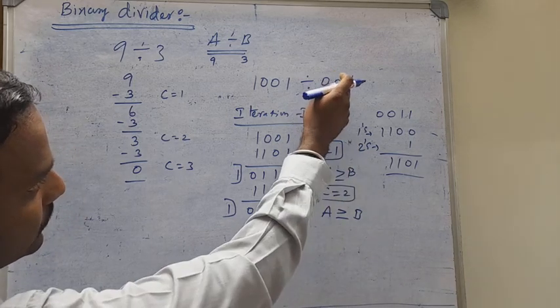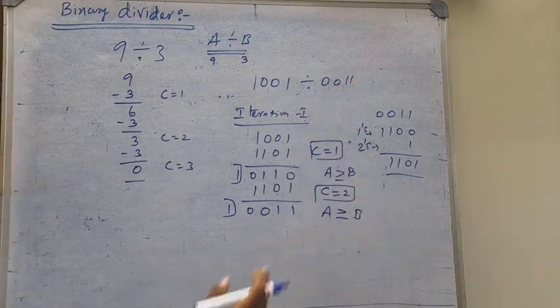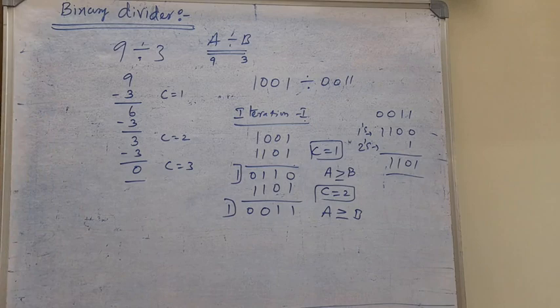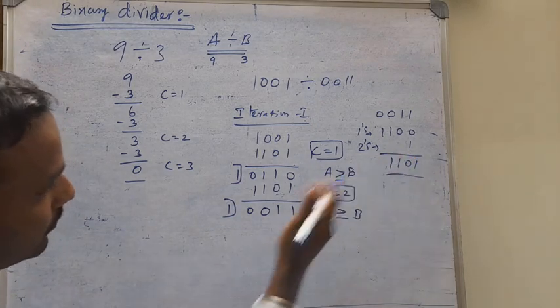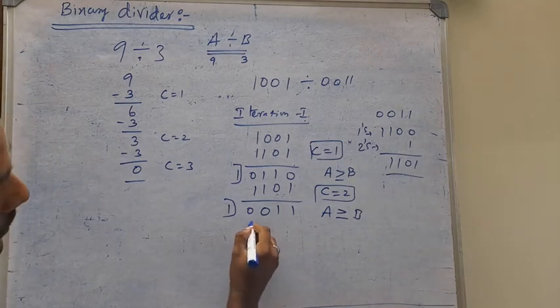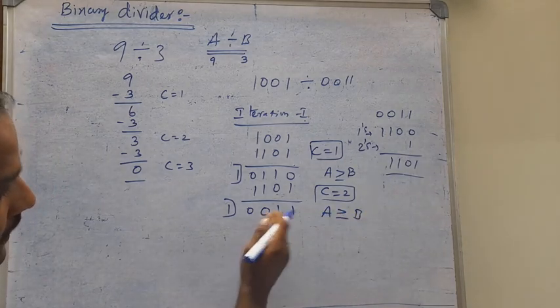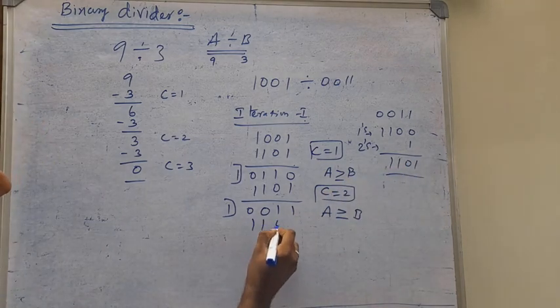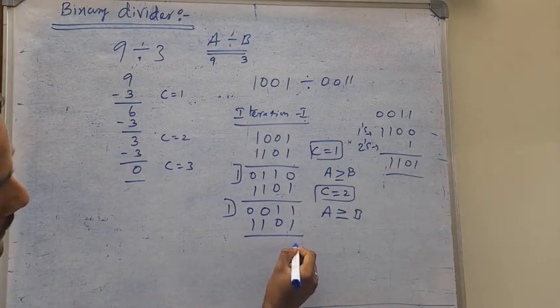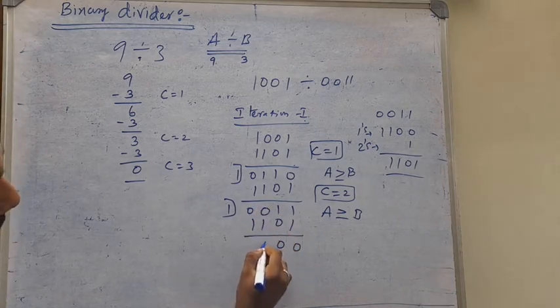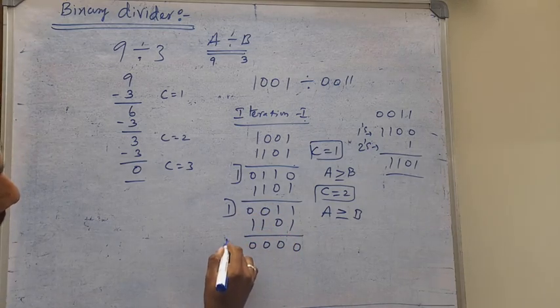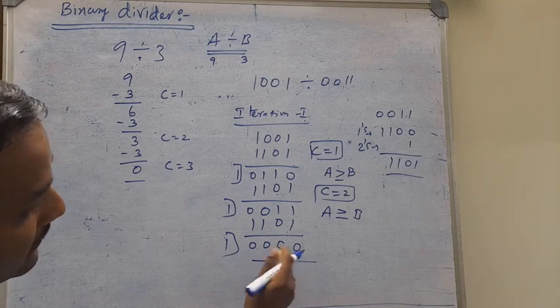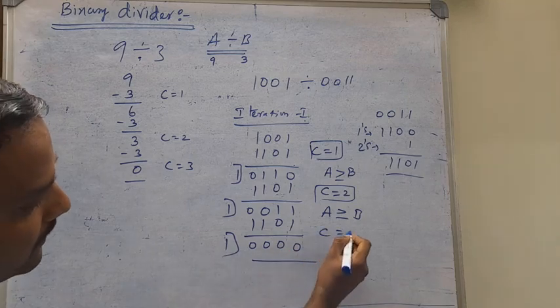If it is greater, subtraction is possible. If it is equal, that is also possible. Now I am going to do the same operation here. So now A equals B, so again the subtraction is possible. Just add again 1101. Okay, so 110, 110 and 1 carry. So what is the output here? 0000. So count number 3.